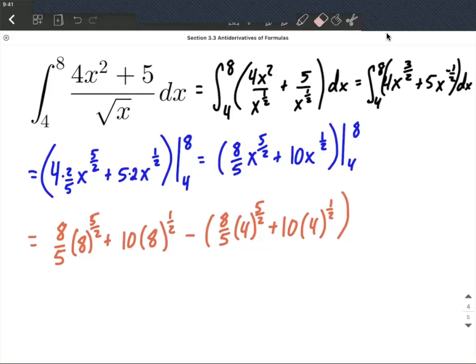Now, 4 to the 5/2 will work out pretty nicely, and 4 to the 1/2 will work out very nicely because that means the same thing as the square root of 4 here. 8 to the 5/2 and 8 to the 1/2 will not work out very nicely. So what I'm going to do next is just go ahead and put this in my calculator and get a decimal approximation to go along with it.